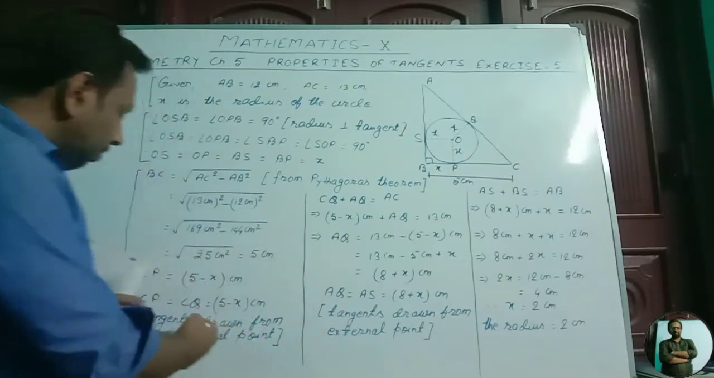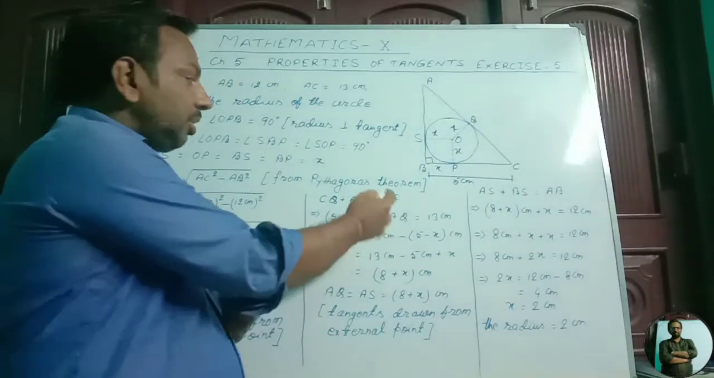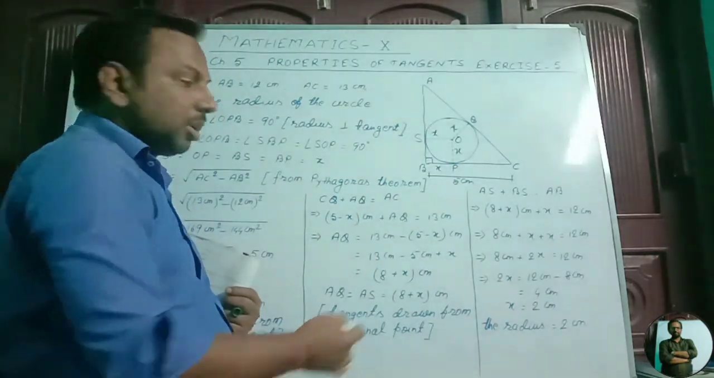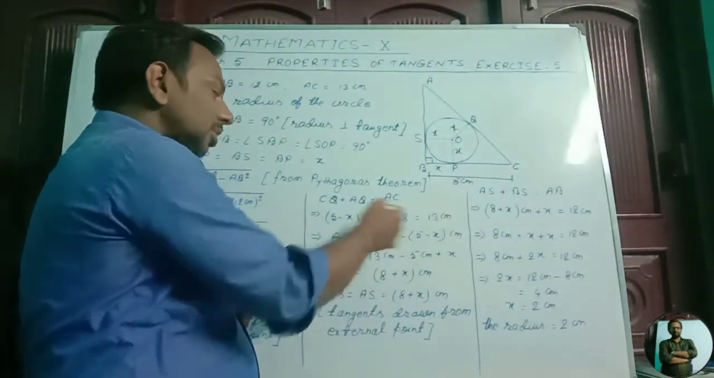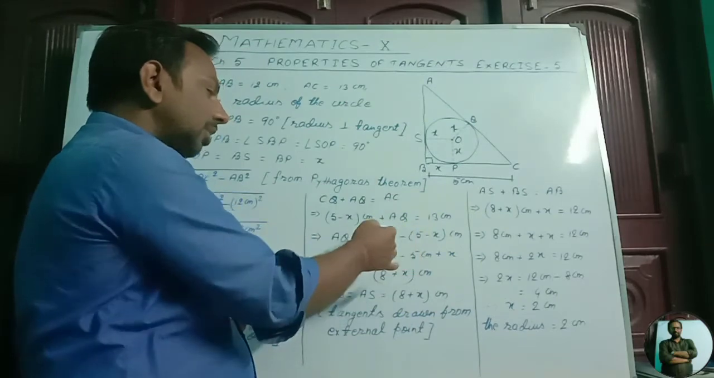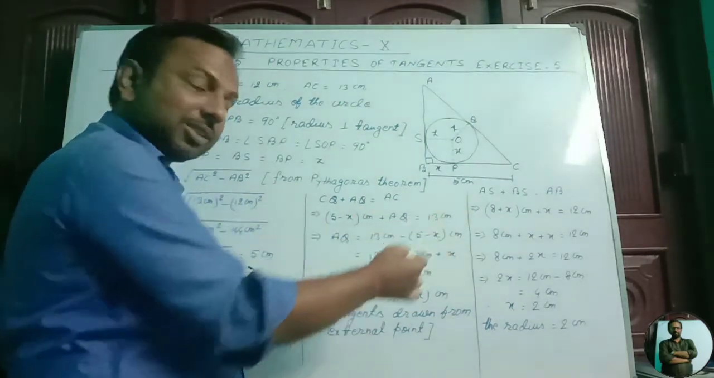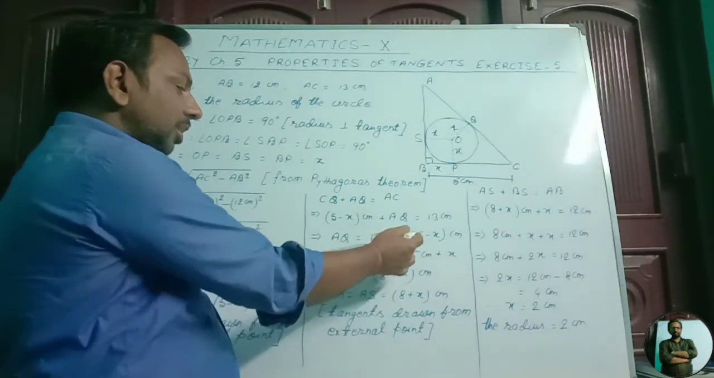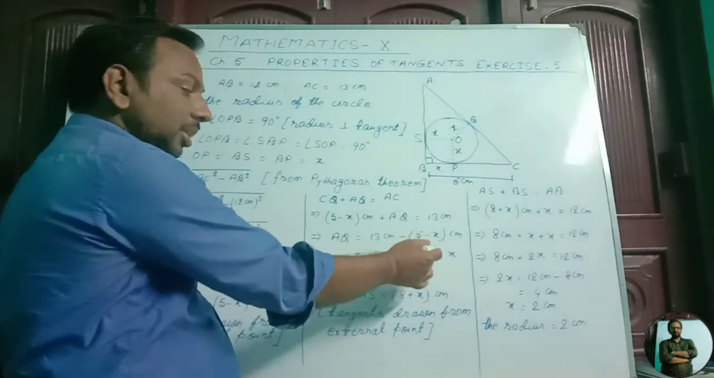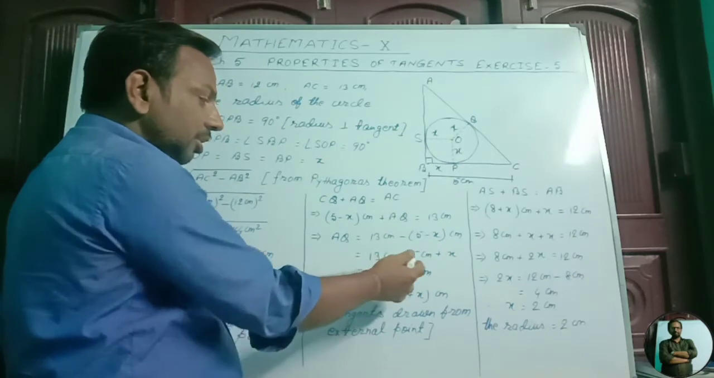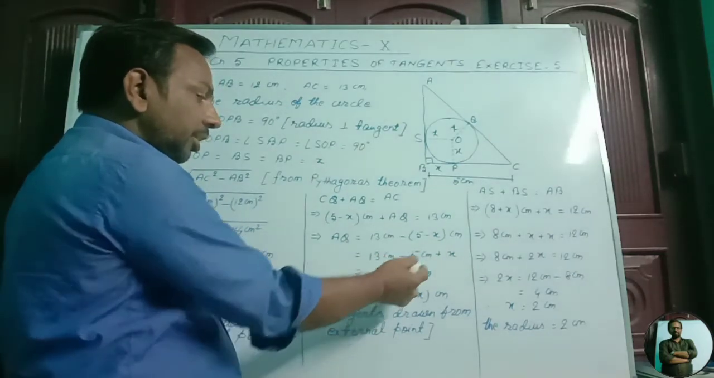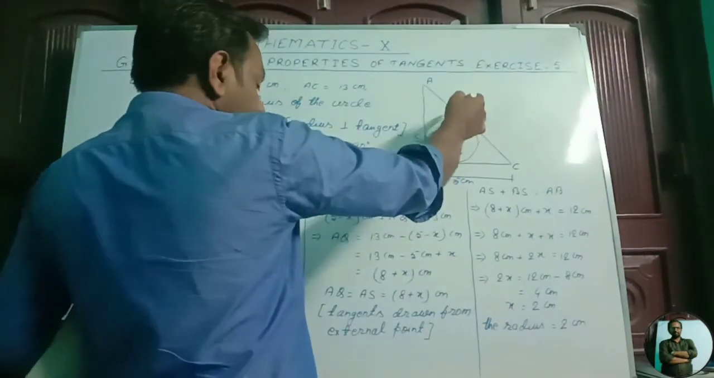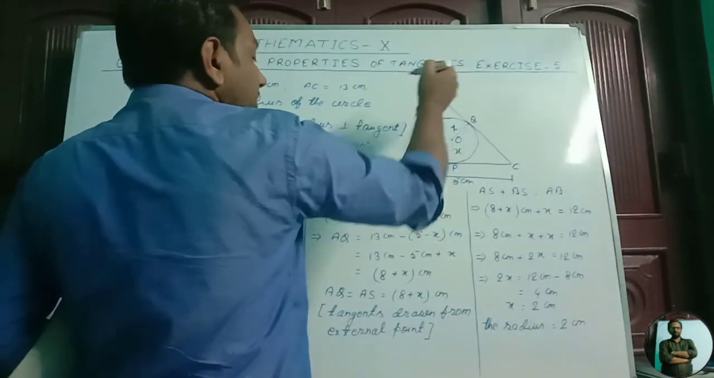The value of CQ from here, 5 minus X centimeter, plus AQ equal to 13 centimeter. So AQ equal to how much? 13 centimeter minus, this term will go that side, it will be minus, 13 centimeter minus 5 minus X centimeter. If you calculate it, you get 13 centimeter minus 5 centimeter plus X. So 13 centimeter minus 5 centimeter equal to 8 plus X centimeter. So AQ became 8 plus X centimeter.